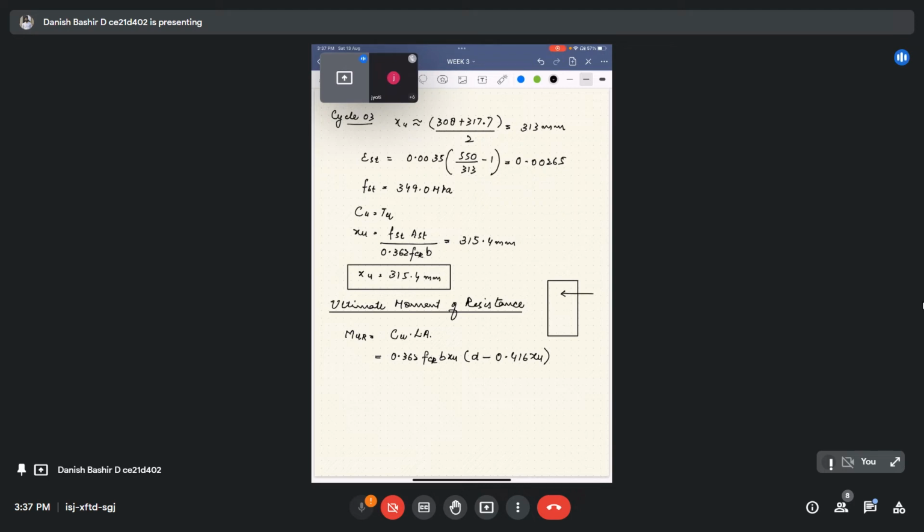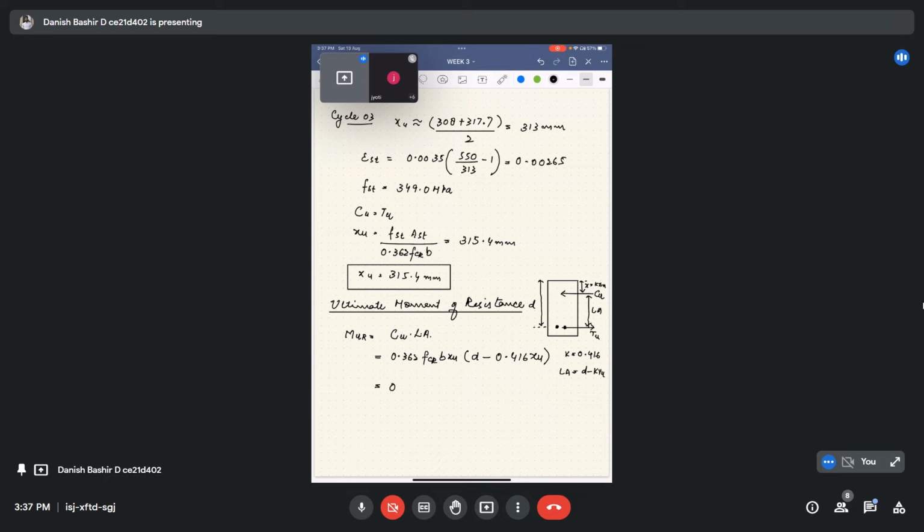CU acts at like this, and our T will act at the centroid of the steel section like this. This is the lever arm. Actually, this is the total effective depth up to this point at the centroid of the steels, and this comes from the calculations x bar as k factor times xu, where k is 0.416. We calculate this lever arm as d minus kxu. Same, I have written d minus 0.416 xu.